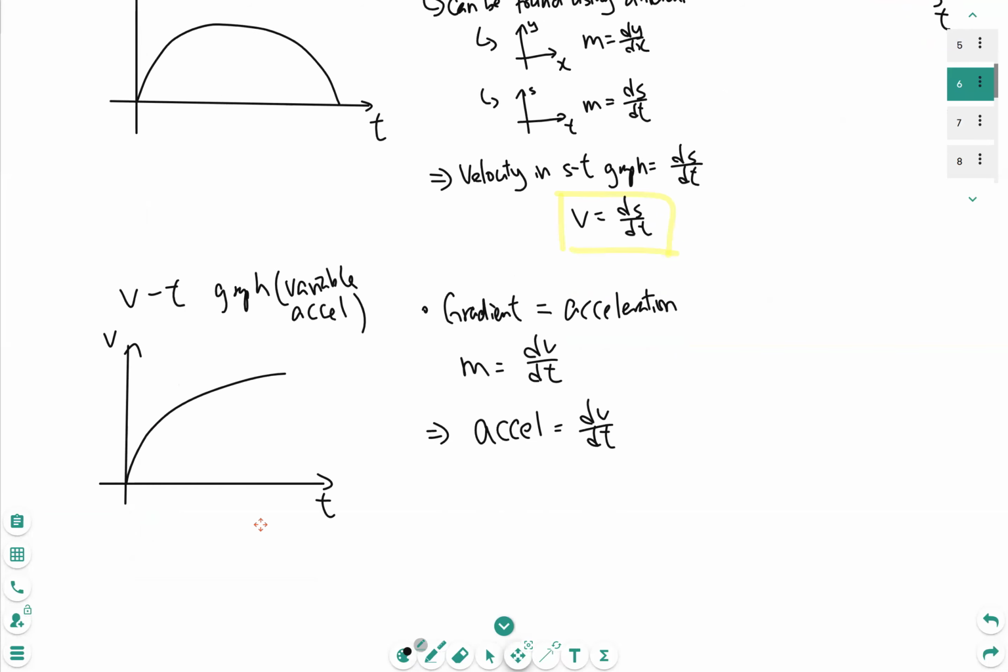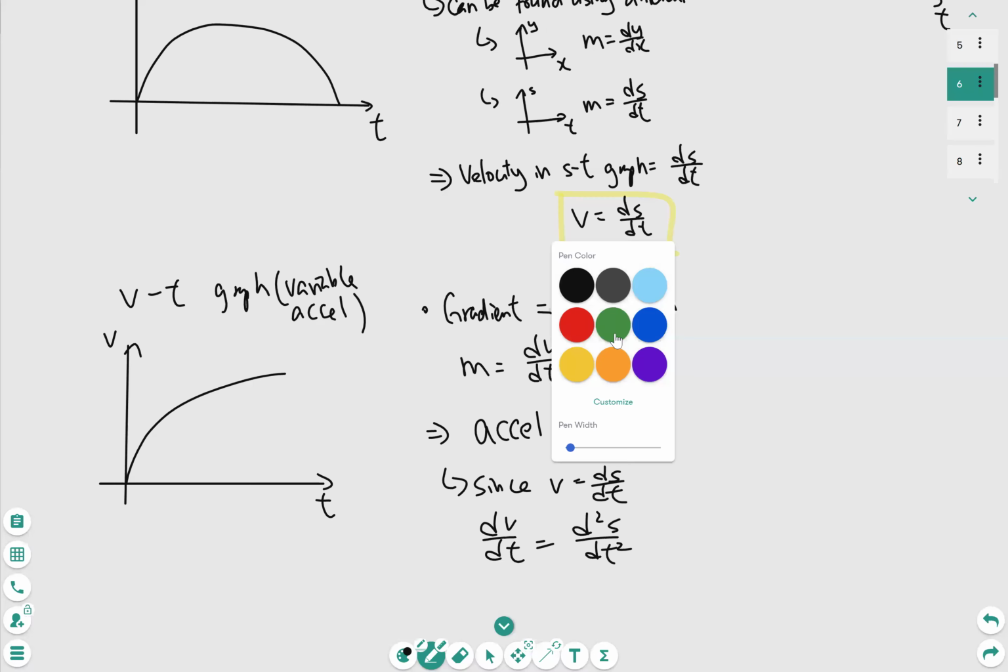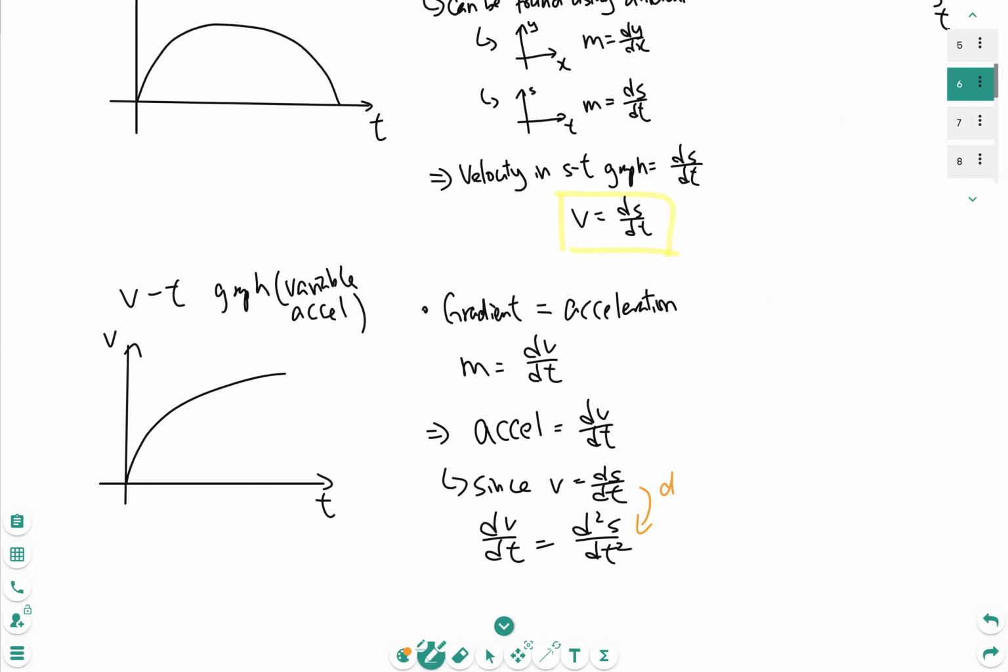Now if we continue to do some more maths, since v equals ds by dt, if we differentiate v, then it becomes d squared s over dt squared. So v equals ds by dt, and differentiating again gives the second derivative.